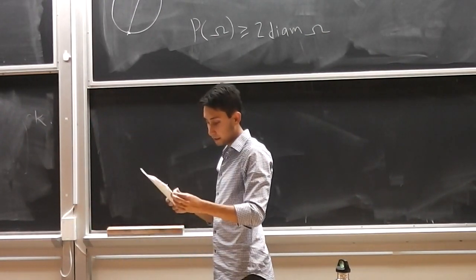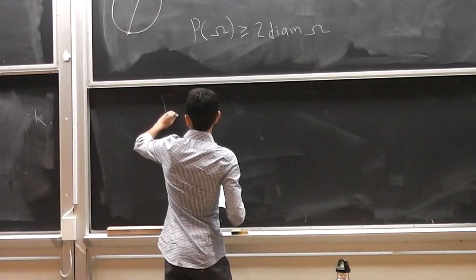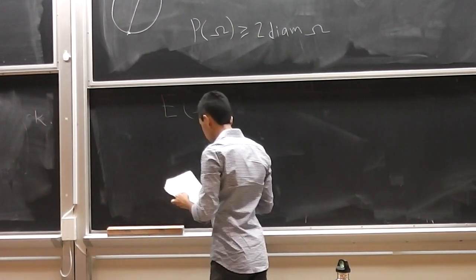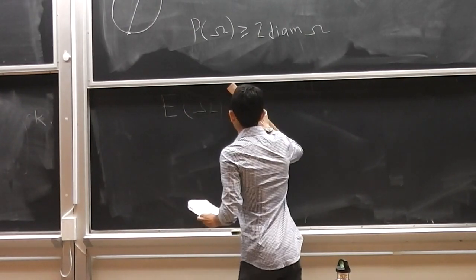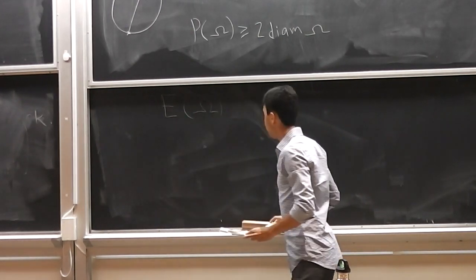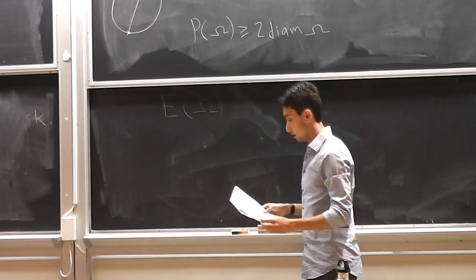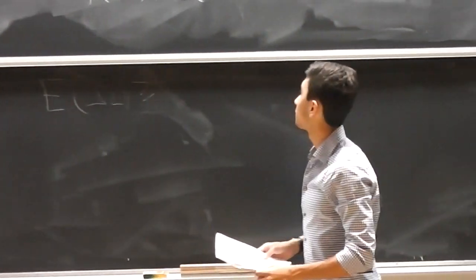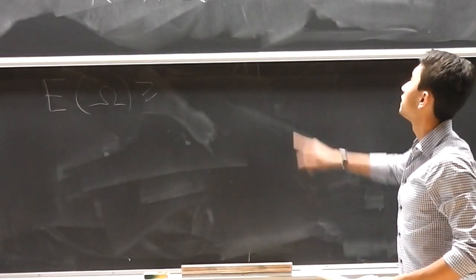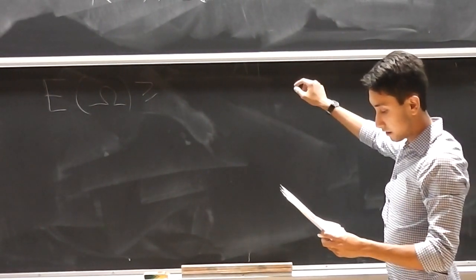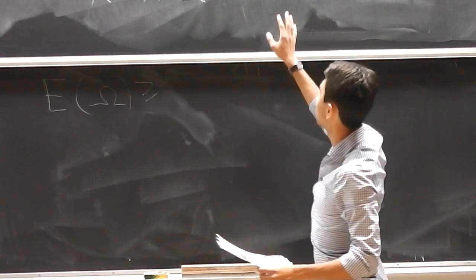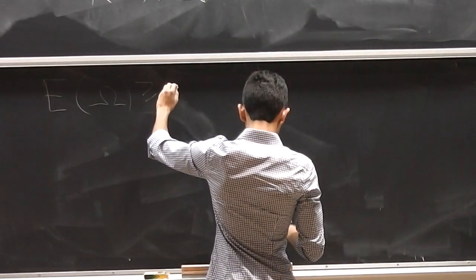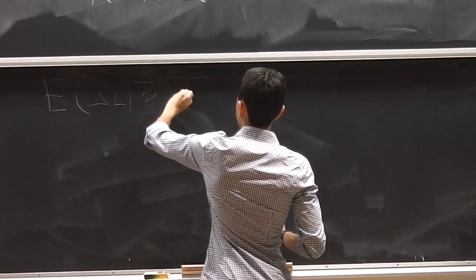Okay, so how we do this is, let's assume that omega isn't a minimizer, and we have the energy. So we have the upper bound, so now let's do a lower bound. The energy is greater than or equal to, well, for the perimeter we can use the isoperimetric inequality. So it's going to be greater than or equal to square root of 4 pi m.